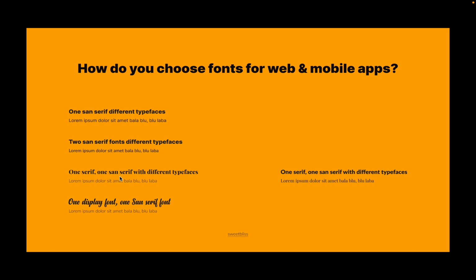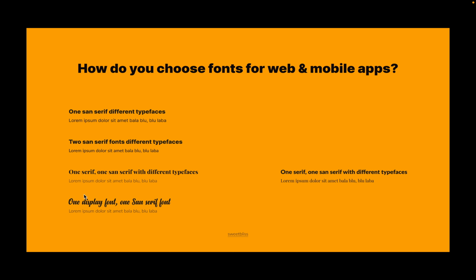Now the next one is one serif, one sans serif with different typefaces. You can use one serif as title, while you use one sans serif as description, just like I have done here. The serif font is what I'm using as title here, while the sans serif is the one I'm using as description. On the other hand, you can switch positions and use the sans serif as the title and the serif as description.